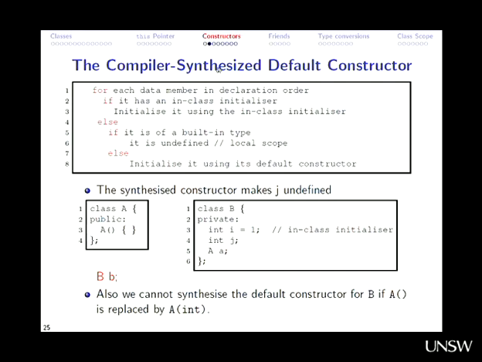Consider we have a class A, and class A defines its own constructor to not do anything. Class B doesn't have a default constructor. Doesn't have any constructor. So it gets one synthesized for it. Okay? It has the value I set to 1, using what's called an in-class initializer, that's fine. Int J is undefined. Okay?